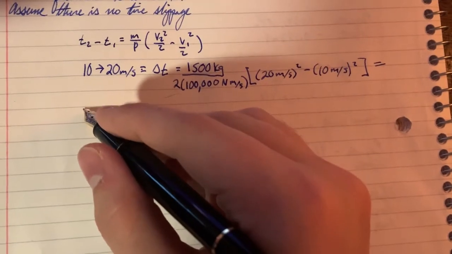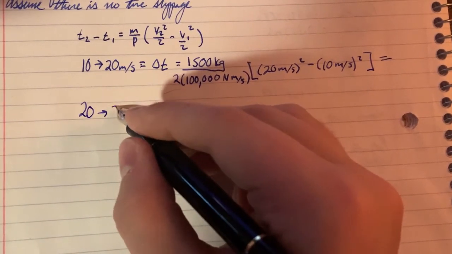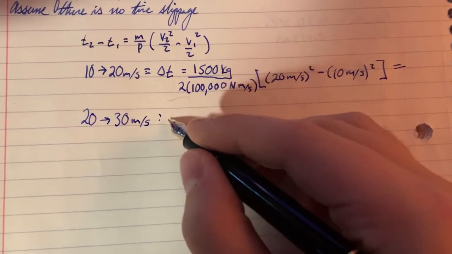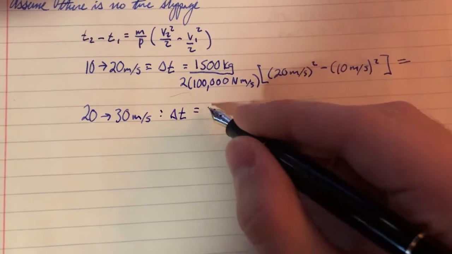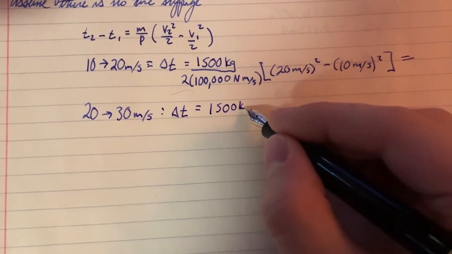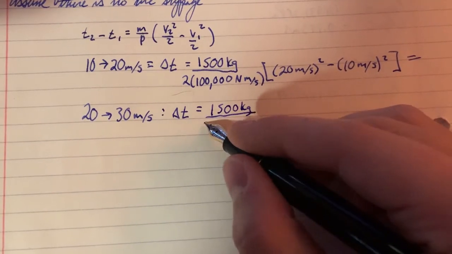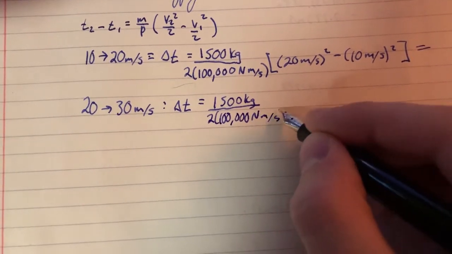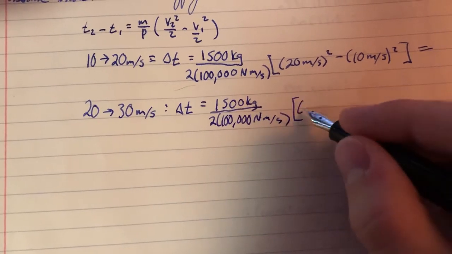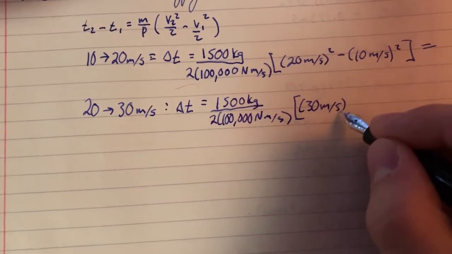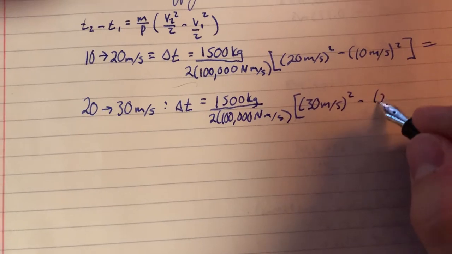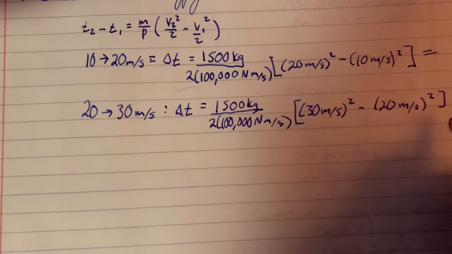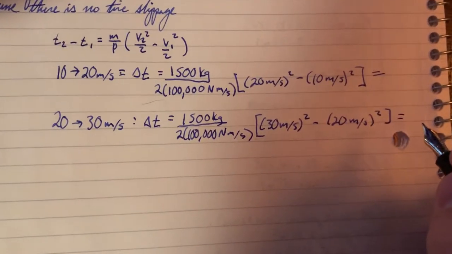Next, we're going to do 20 to 30 meters per second. Same thought process. We have 1,500 kilograms divided by 2 times 100,000 Newton meters per second, and then 30 meters per second squared minus 20 meters per second squared. Now we can solve this out. Let me grab my calculator real quick.